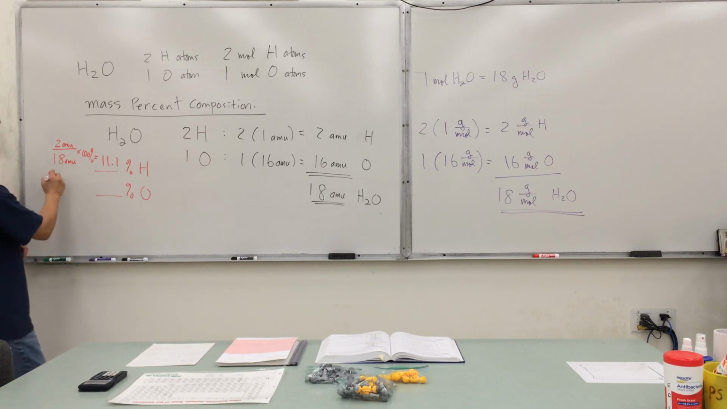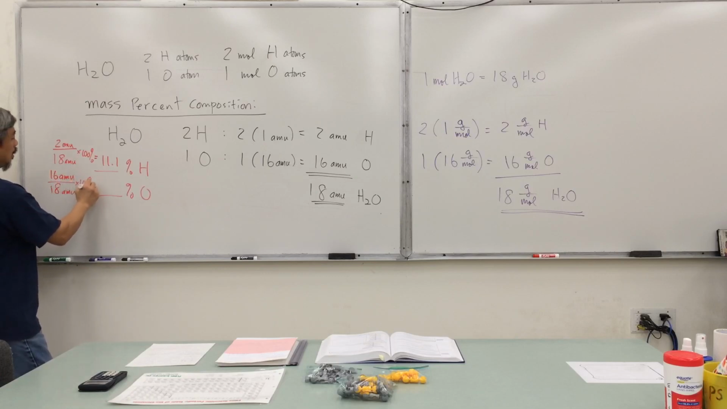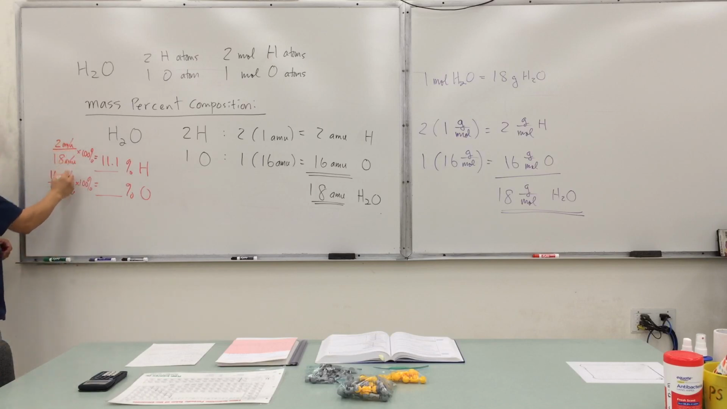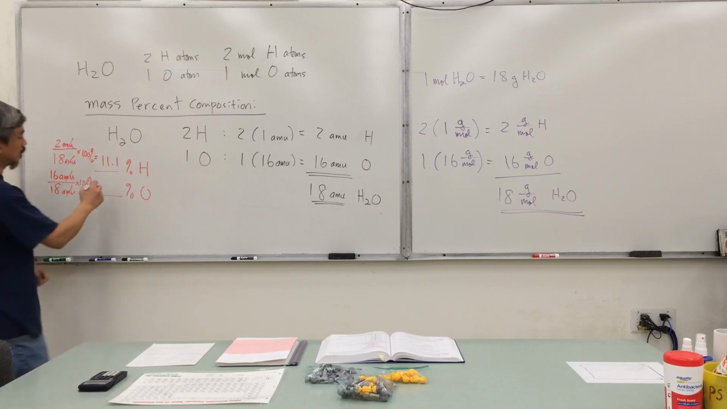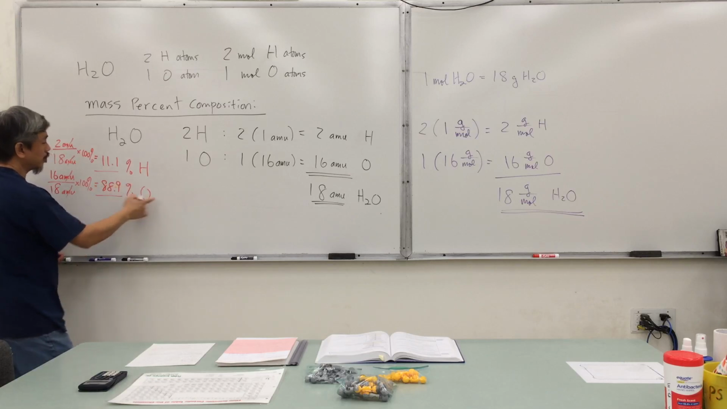When you do the next one, this is now 16 AMU divided by 18 AMU times 100%. Notice in this case that the AMU units cancel out, it doesn't matter. So that your final percentage doesn't have any units aside from that percentage sign there. When you work this one out, you find that this comes out to 88.9%.